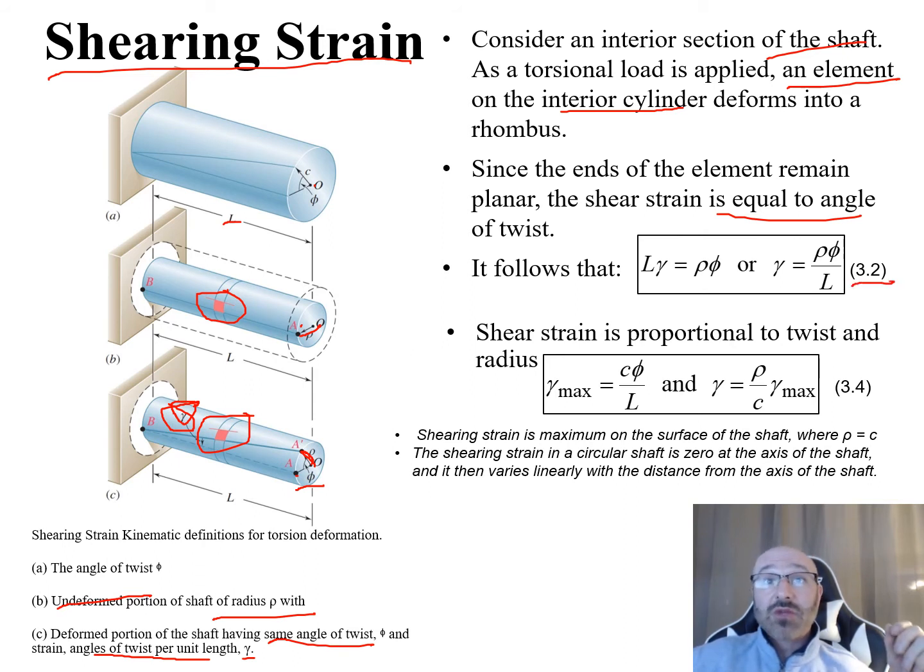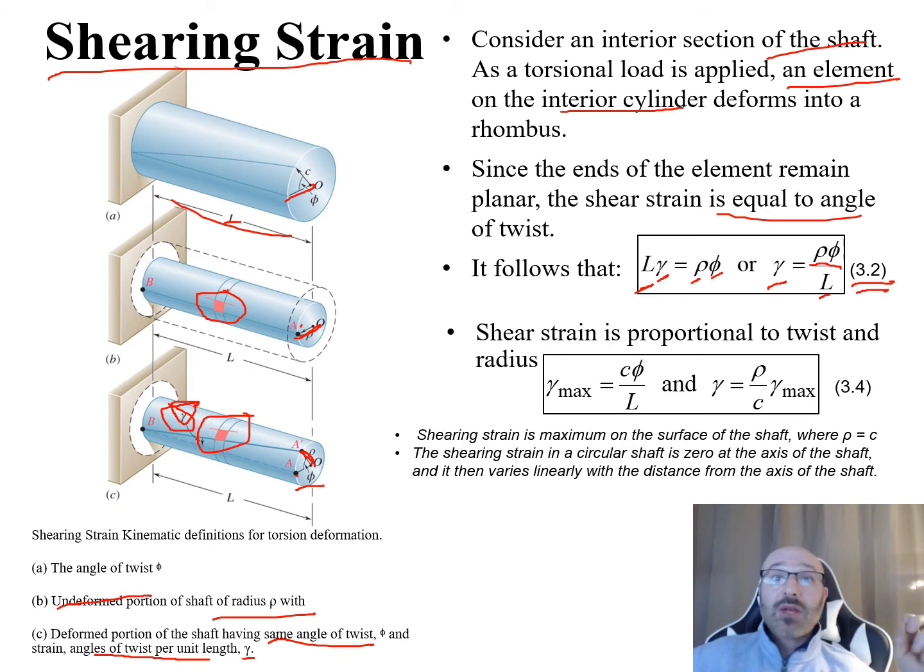It follows that we have this relationship: L, the total length of our shaft, times our shear strain gamma, is equal to our rho, that radius coming out from our center, times that angle of twist phi. Or we can rewrite that and solve for our shear strain, saying that our shear strain is equal to our radius rho times our angle of twist divided by the length L. And that gives us a definition for shear strain, a relationship from equation 3.2 in our text.